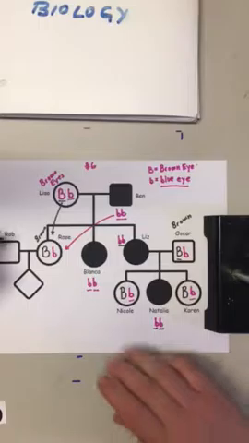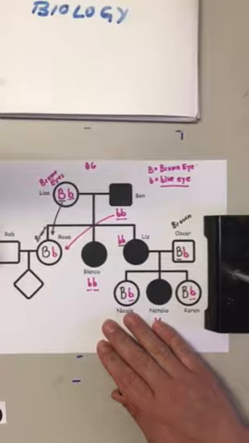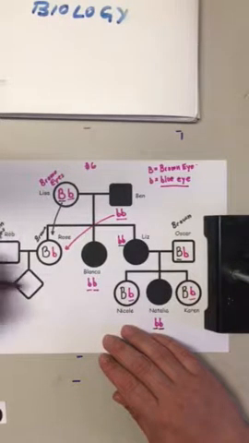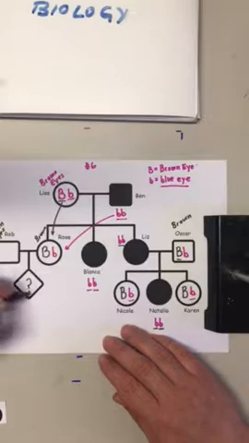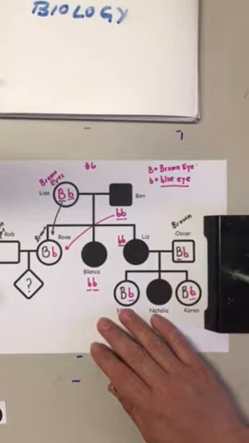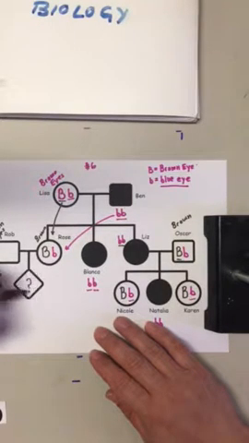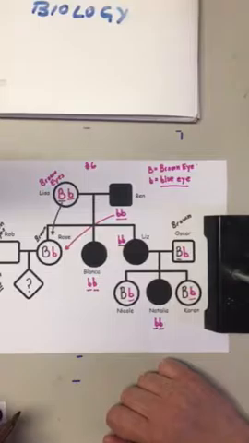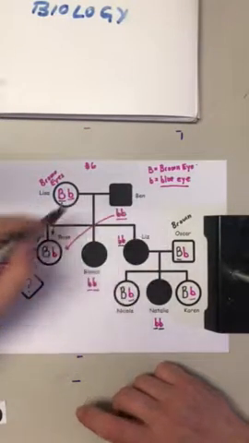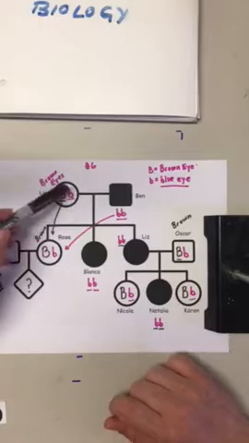And finally, Rob. All we know about Rob is that he has brown eyes. We know that for a fact. But we can't tell for certain what his genotype is because we don't have any kids to get information from. So Rob can be either homozygous dominant or heterozygous, but we won't know unless we had information from the kids. So just keep that in mind.